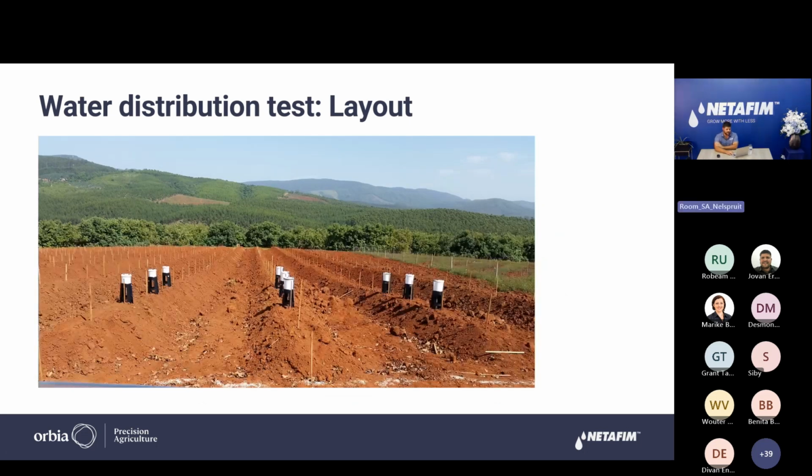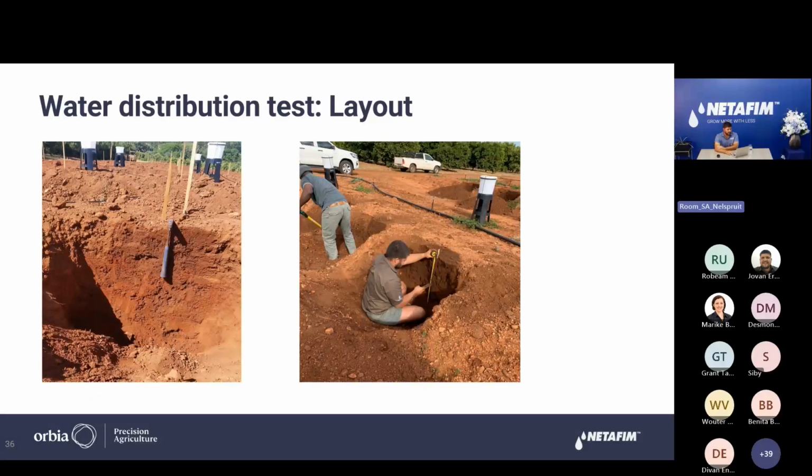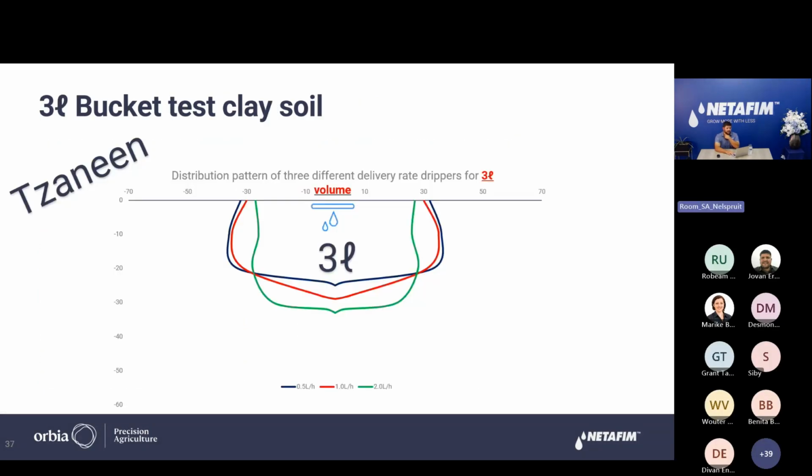This is an example that we did there in Zanin on newly made ridges with those buckets set up like that. Then we open the profiles and we physically measure the width and depth of the distribution of the water in that soil underneath each bucket. What we come up with is a graph looking like this, where the blue would be 0.5 liters per hour, the red would be 1 liter an hour, and 2 liter an hour would be the green.